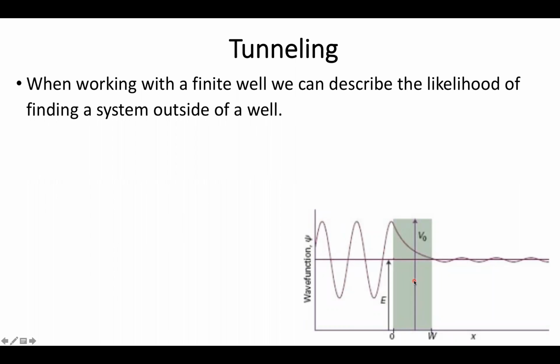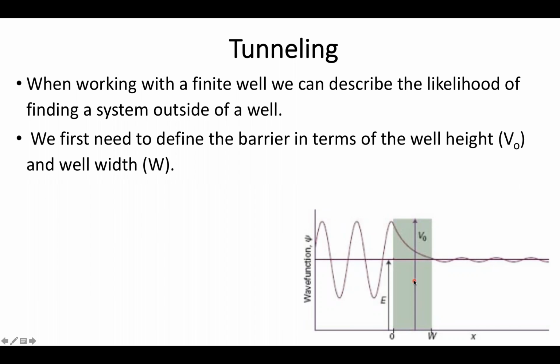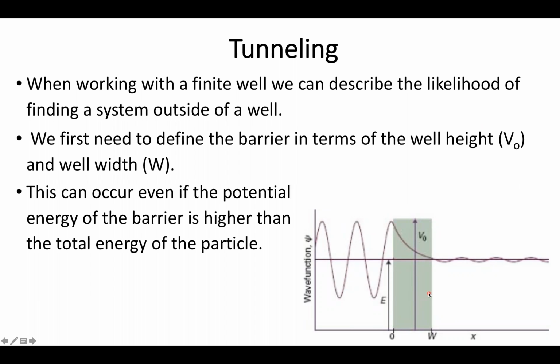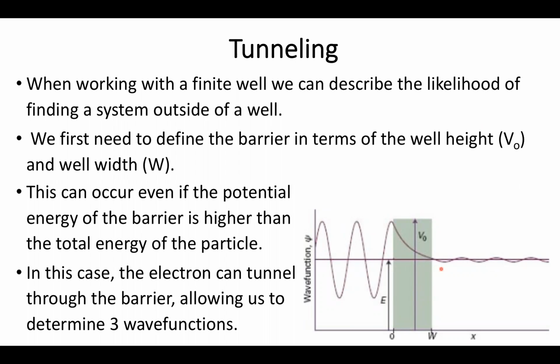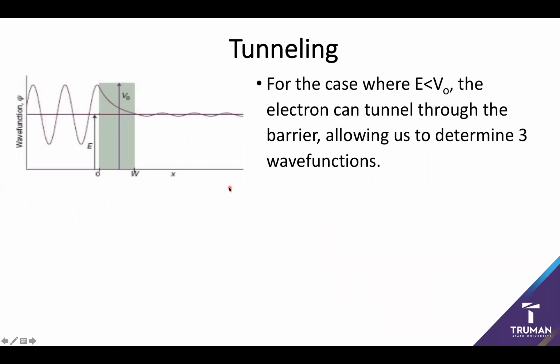So we're going to dive in a little bit more into this idea of tunneling by establishing a barrier of height V and a width of W. Using this, we can determine the probability of finding the particle outside of the box. But we're going to need to do this in kind of an unconventional way. We're going to have to establish three separate wave functions, and not just three separate wave functions, three different sets of wave functions.